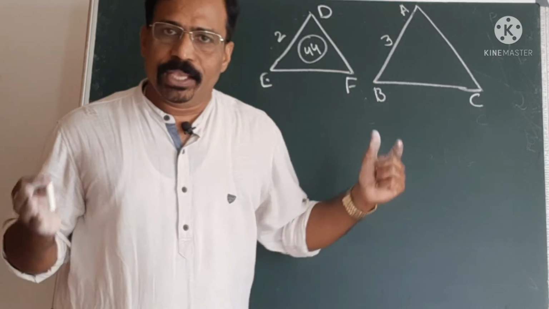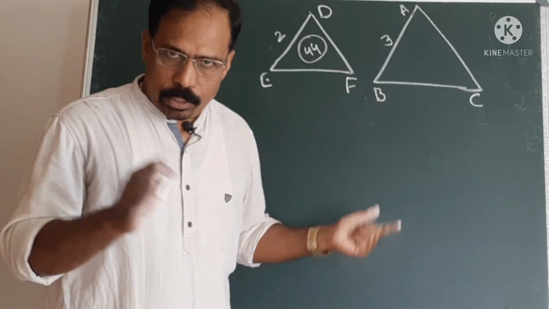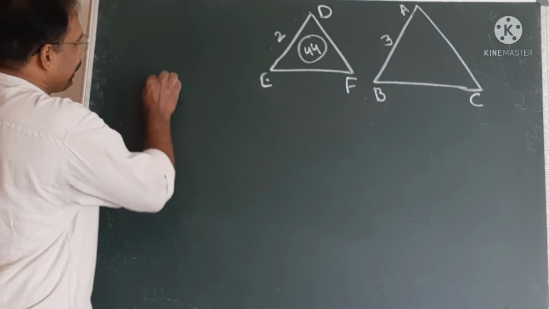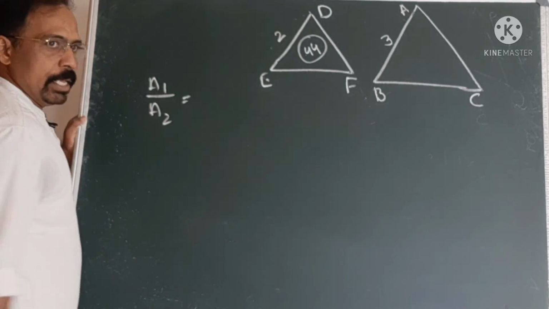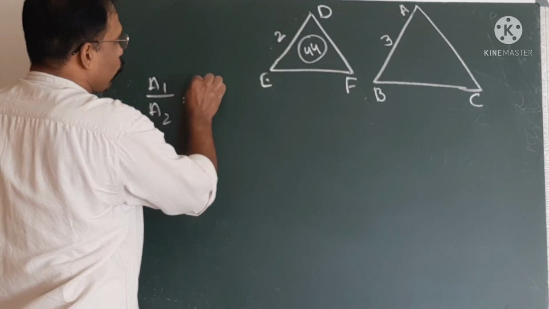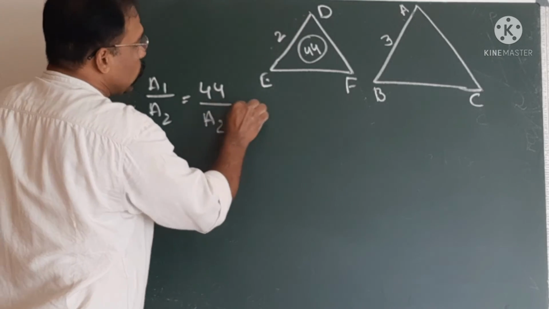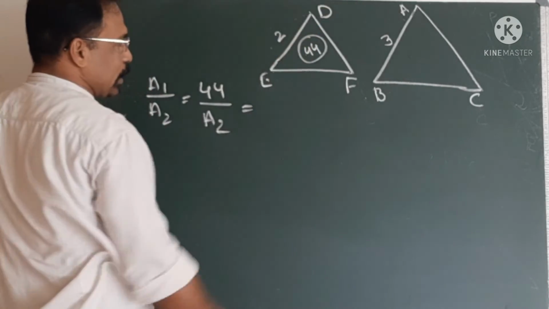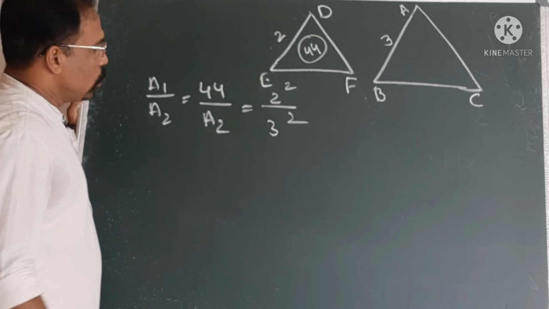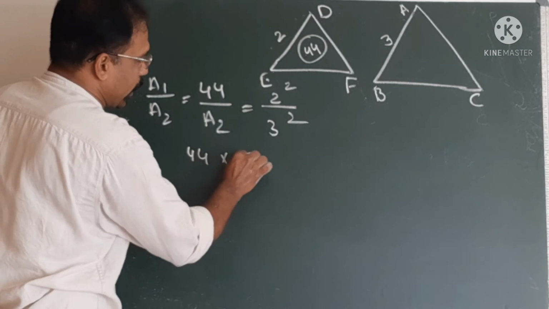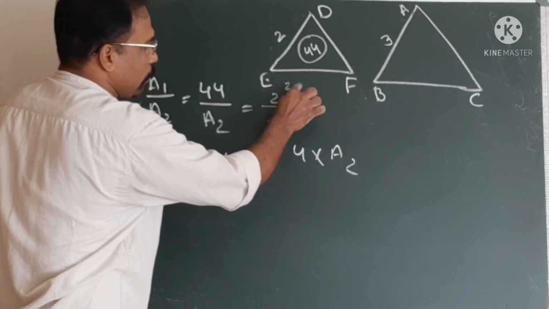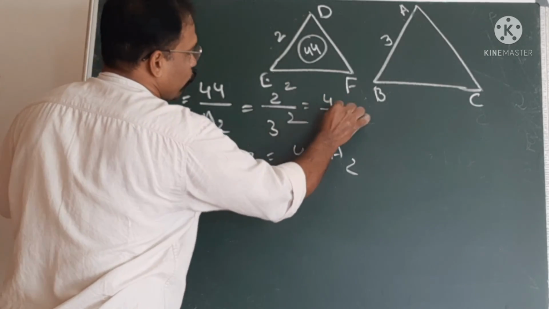Now we know that the ratio of the areas of two similar triangles is equal to the square of their corresponding sides. So that is A1 by A2 will be equal to the square of their corresponding sides. Let us take A1 as this one, that is 44 divided by A2 is equal to the square of the corresponding sides, that is 2 square divided by 3 square, that is 4 by 9.